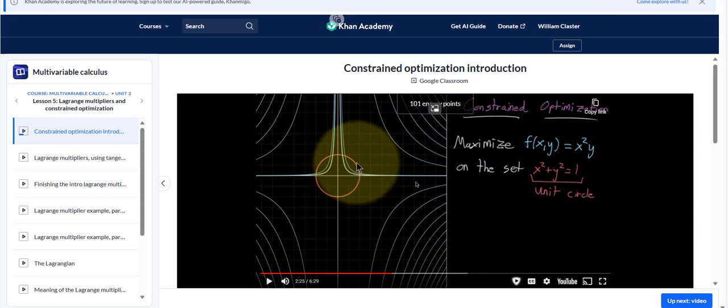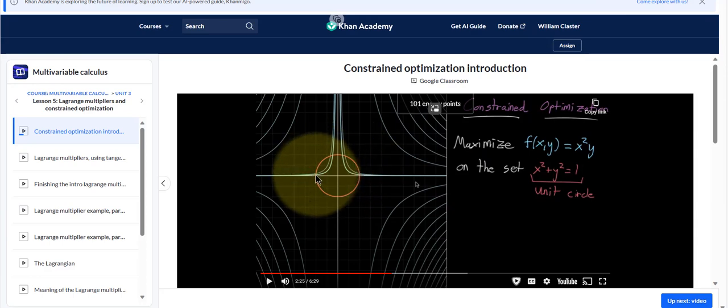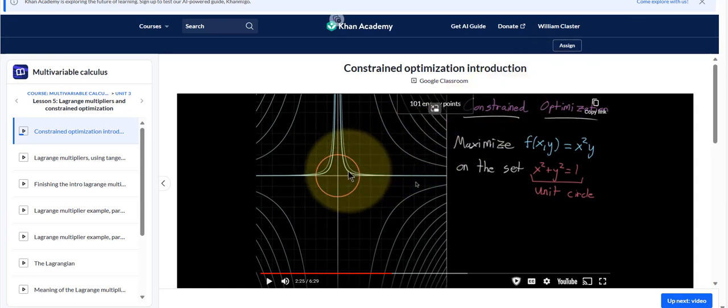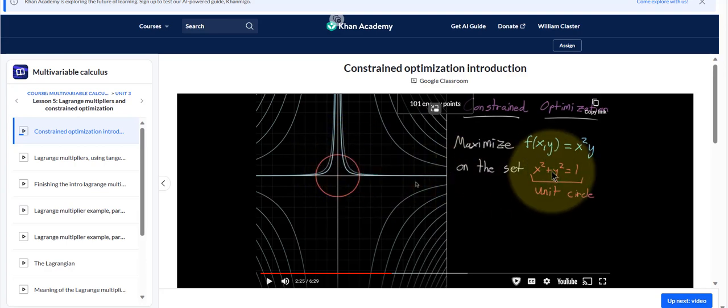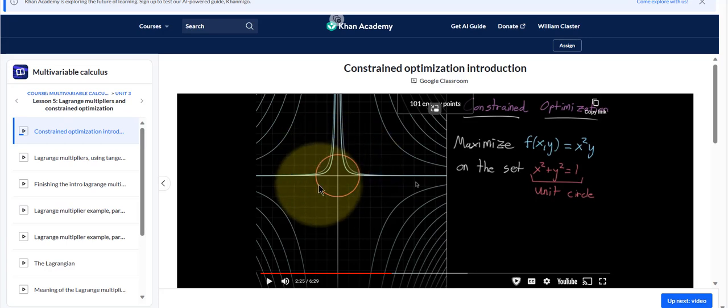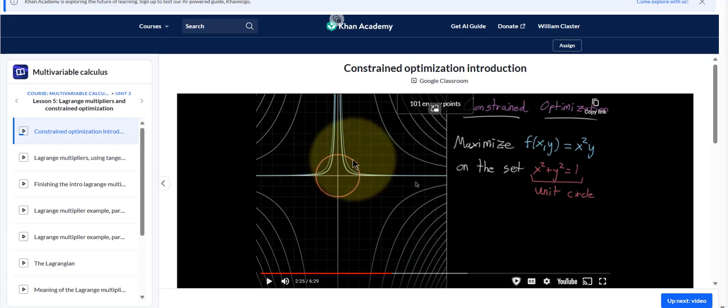So we want to move out, out, out, but we can't move past the red constraint. We're not even allowed to be in here because we have to be on the circle. That's because it says equals, not less than or equal to. But we can see that at different points on the circle, we're going to have different heights. So we need to find the highest point when the xy coordinates are on the circle.